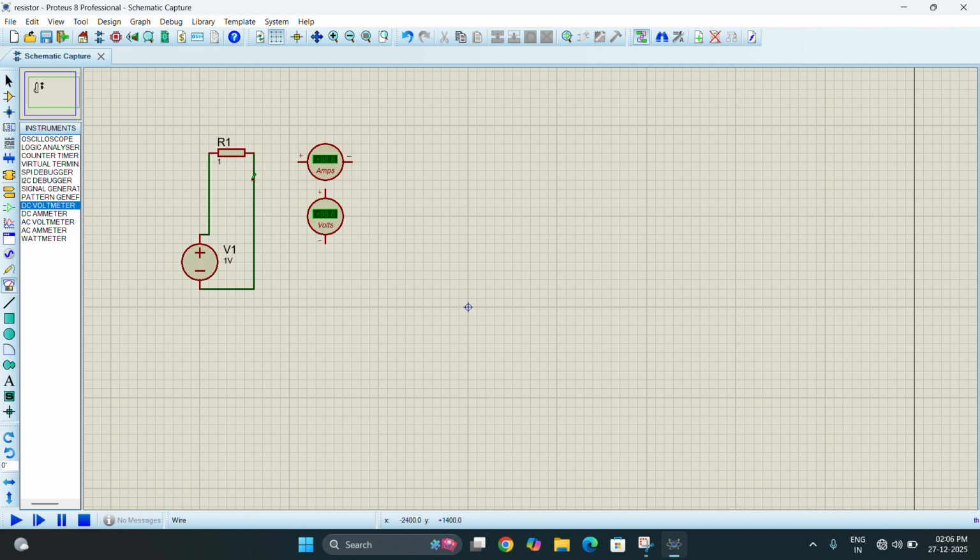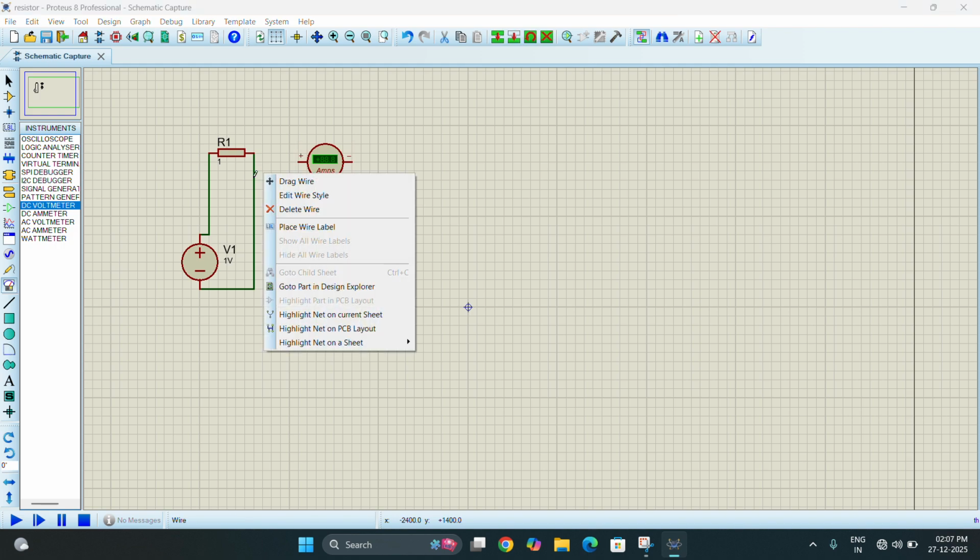I will connect the ammeter in series with the resistors because ammeters are always connected in series. And one more thing, an ammeter has zero resistance, so there is no voltage drop across the ammeter if you connect it in series with the resistors. That is a property of the ammeter.